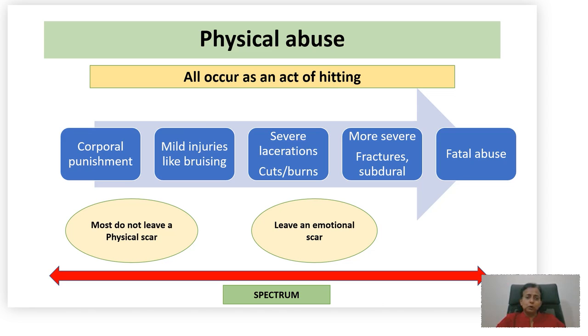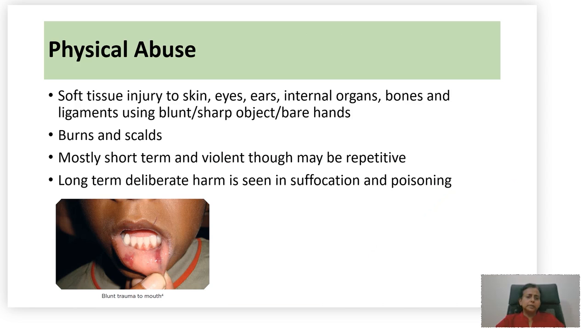So you can see not only the emotional abuse, but the physical, the sexual, and the neglect also lead to emotional abuse or emotional scarring of the mind of the child. So you have to be very careful when you're managing these children because of the emotional aspect that they can get affected. Physical abuse can be due to soft tissue injury, burns and scars, and may be mostly short term, and it may be repetitive as well. Long term can be due to suffocation or poisoning.